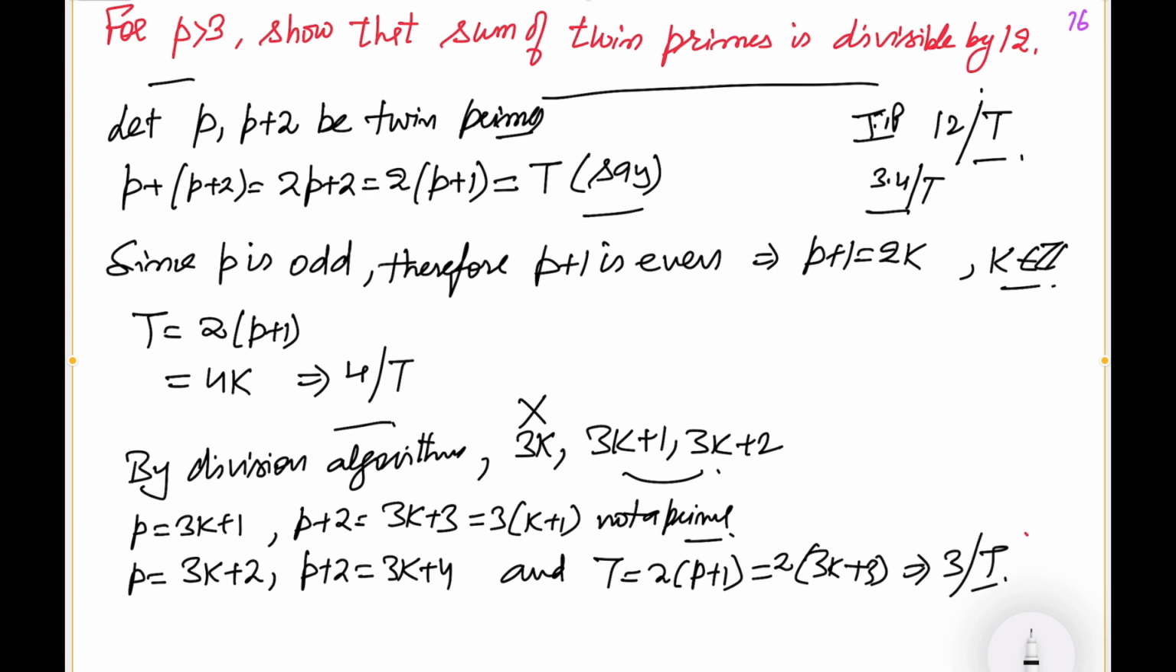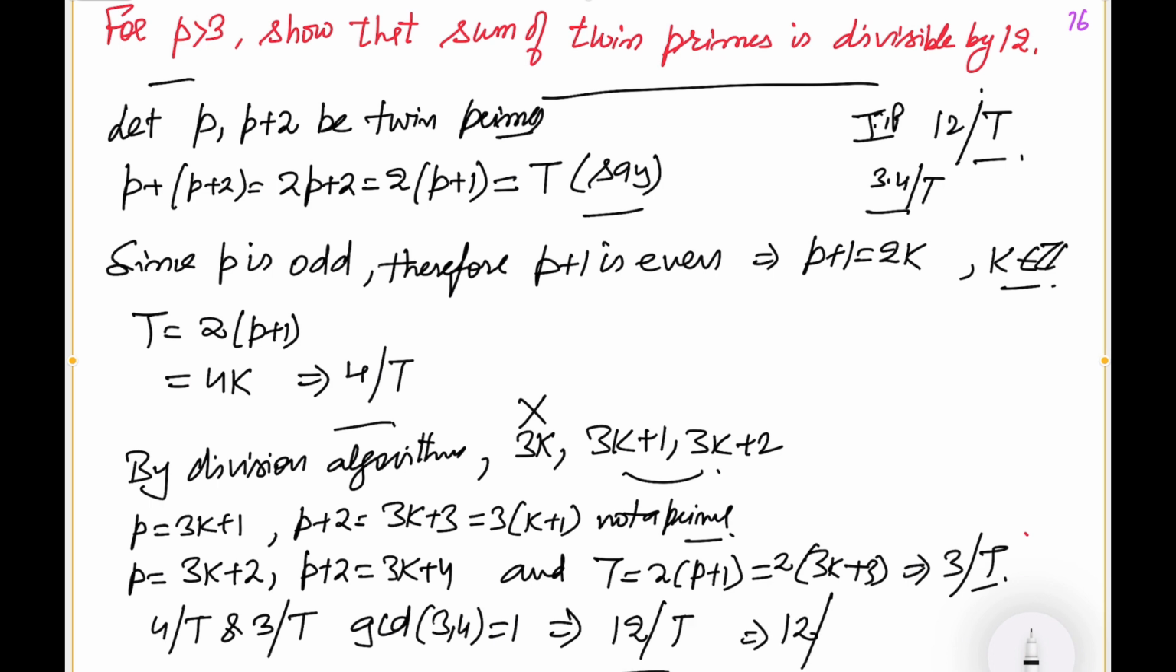So we already have that 4 divides t, 3 divides t, and the GCD of 3 and 4 is 1, which implies their product will divide t. So 12 divides the sum of twin primes. Answer.